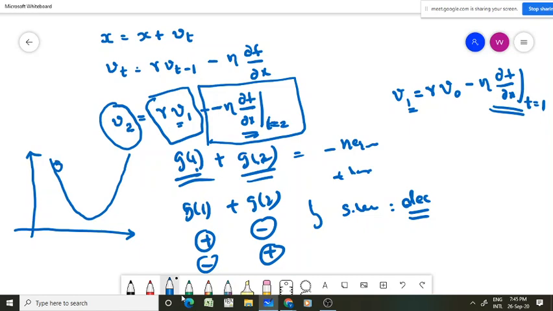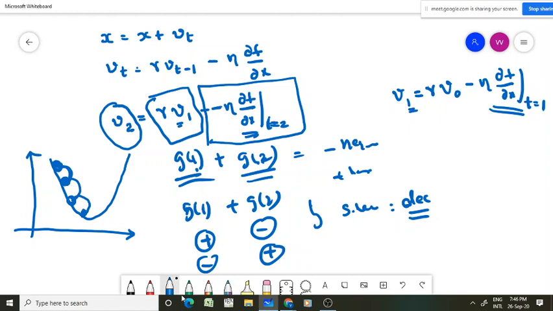At iteration 1, this is your initial point, and in the second iteration, you are calculating the velocity here. Because both points are on the positive slope, you will get a large step length. At this point also there is a positive slope, so you get a large step length, and at this point also.